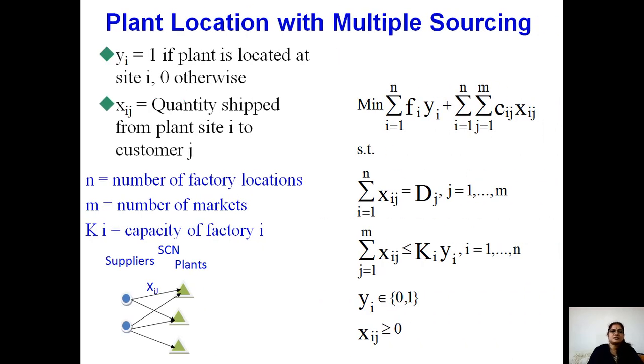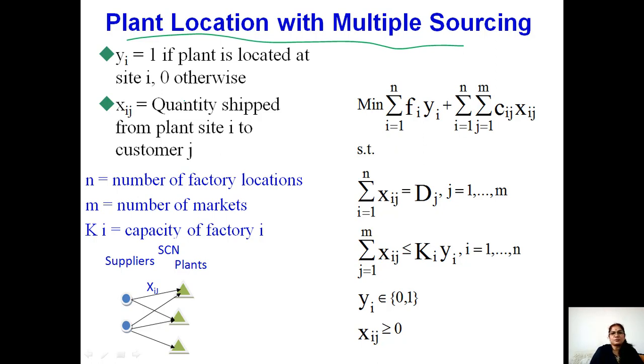We will next see the model plant location. We are in optimization models. Plant location with multiple sourcing. So multiple sourcing means many sources are there. Where to locate the plant?